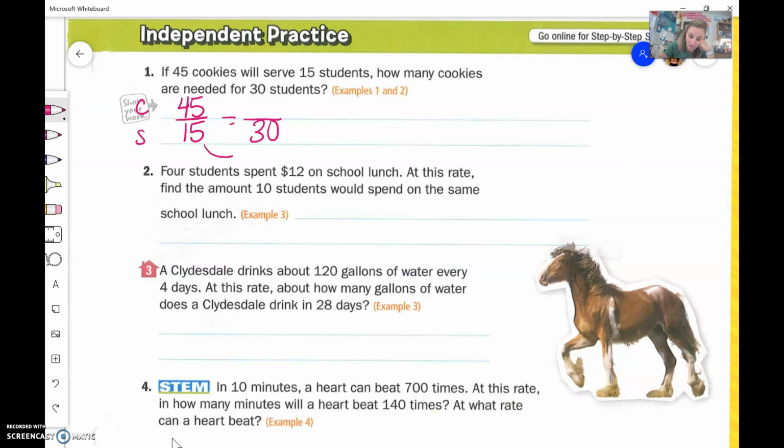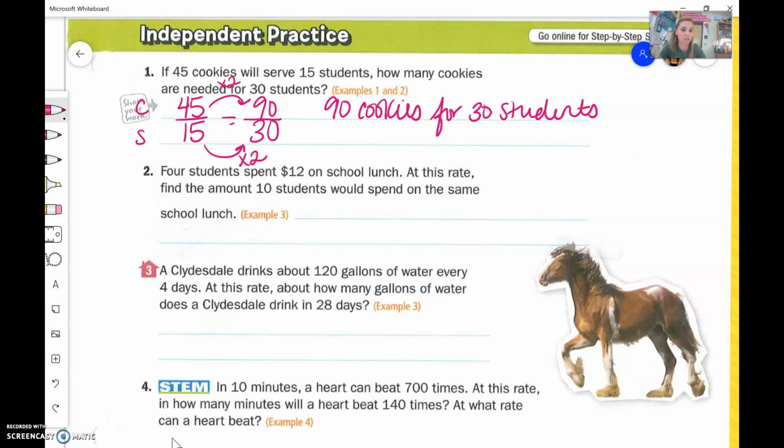Okay, so how do I get from 15 to 30? Multiply by 2, so that means I need to multiply this by 2, which gives me 90. So I'm going to need 90 cookies for 30 students.